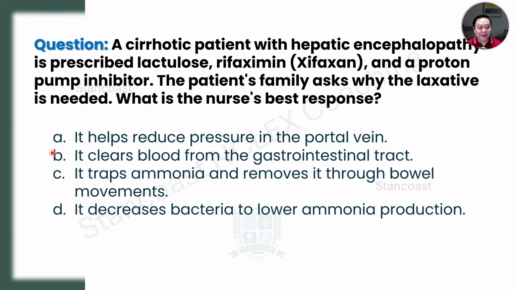If you answered letter A, it helps reduce pressure in the portal vein, the lactulose doesn't do that. This is going to be acted upon by a beta blocker, let's say propranolol, which is indicated to lower the portal venous pressure. It can reduce the risk of esophageal variceal bleeding. If you answered letter D, it decreases bacteria to lower ammonia production, this is not acted upon by lactulose, but rather by the rifaximin. It is an anti-infective or an antibiotic that will decrease the count of bacteria in the gut.